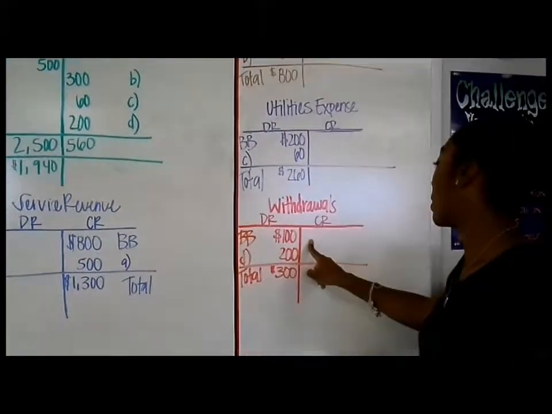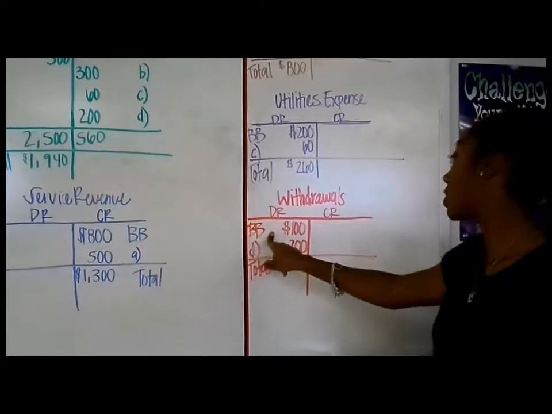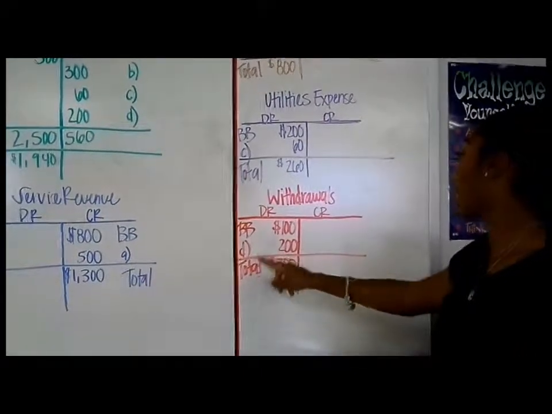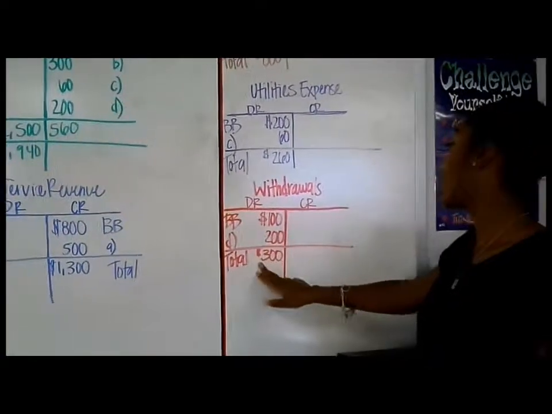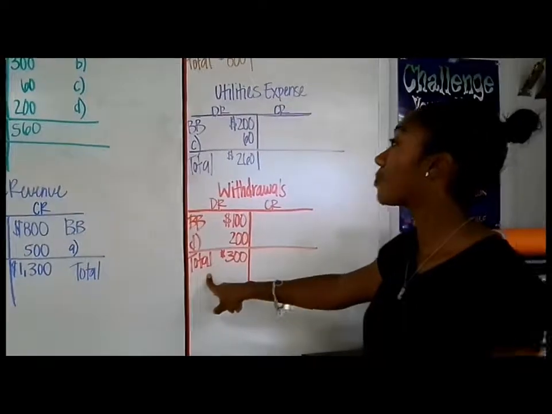And for the last one, withdrawals, you have a beginning balance of $100, and she would draw $200 from her account, from her capital account. So there's a total withdrawals of $300.